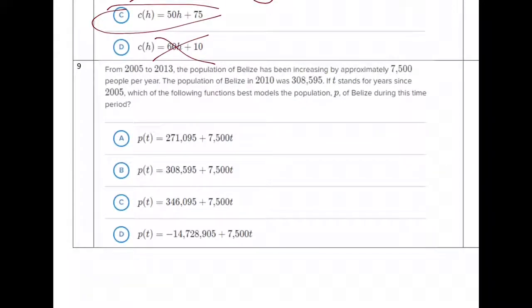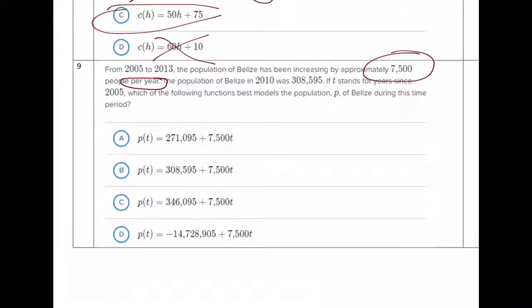Number 9. From 2005 to 2013, the population of Belize has been increasing by approximately 7,500 people per year. The population of Belize in 2010 was 308,595. If T stands for years since 2005, which of the following functions best models the population P of Belize during this time period? Well, we know that the slope is going to be 7,500. It tells us per year. So we can look for which ones have T attached to 7,500.